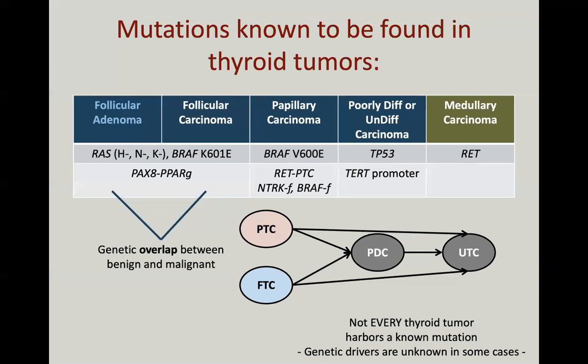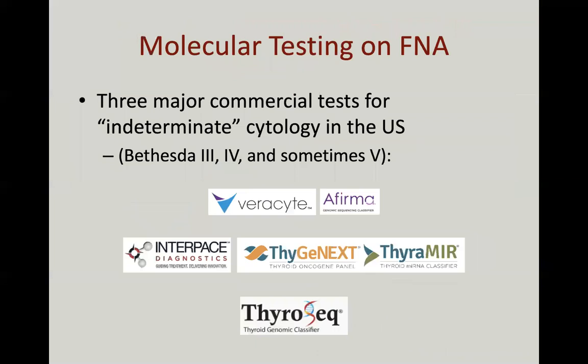Okay. Losing my mouse. Okay, so there are 3 major commercial tests for indeterminate cytology in the United States. Remember, that's Bethesda 3, 4, and even sometimes 5 suspicious for malignancy. That's Veracyte's Afirma, that's Interpace's ThyGenX and ThyraMIR, and that's ThyroSeq. We send to Interpace here because of a number of reasons. One, they are shelf stable, so they don't require refrigeration for their reagents.